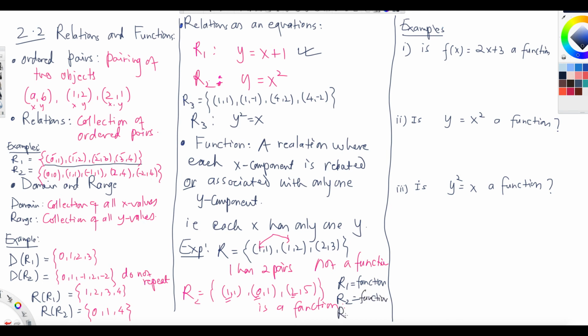How about R3? Is it a function? Look at that. 1 has a pair, 1 has another pair too. So it is not a function. Not a function.